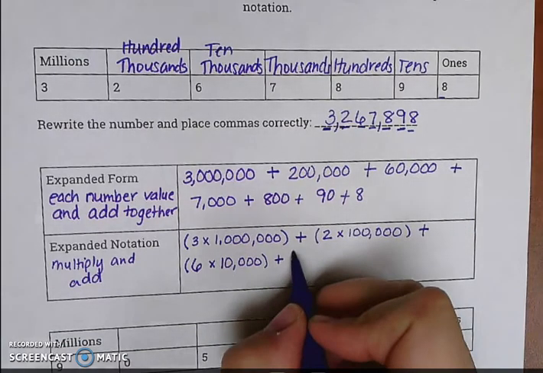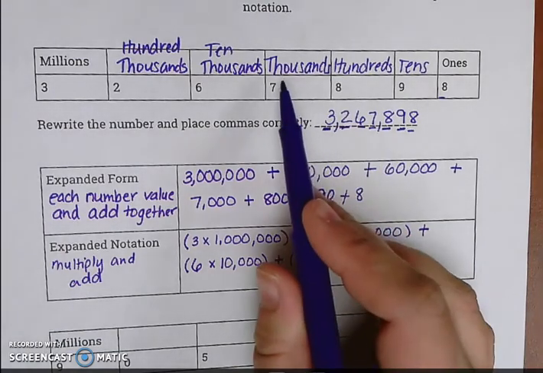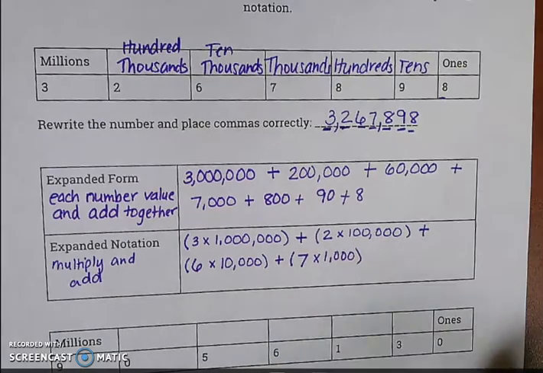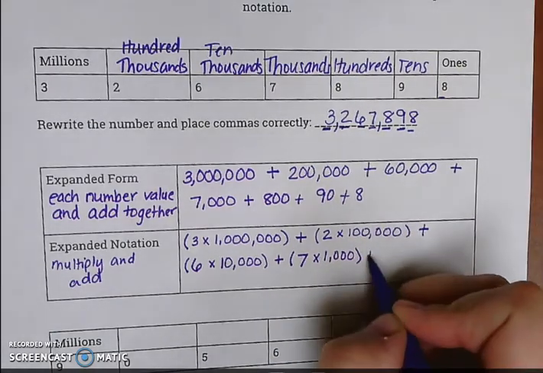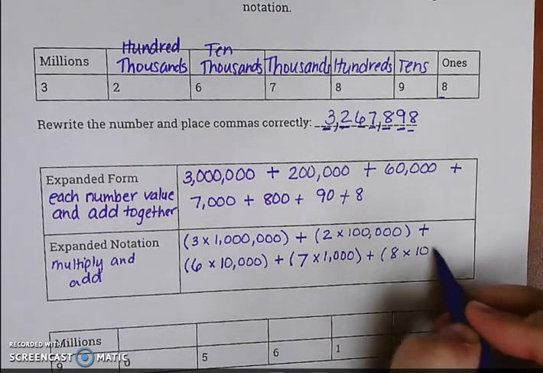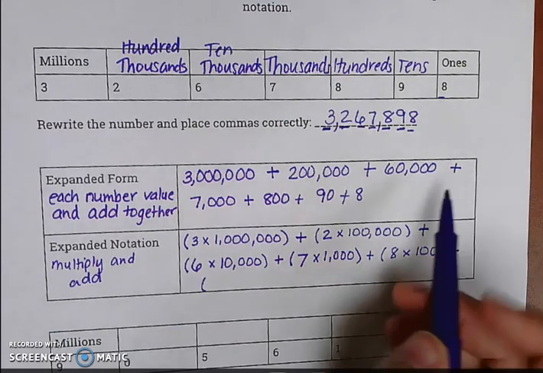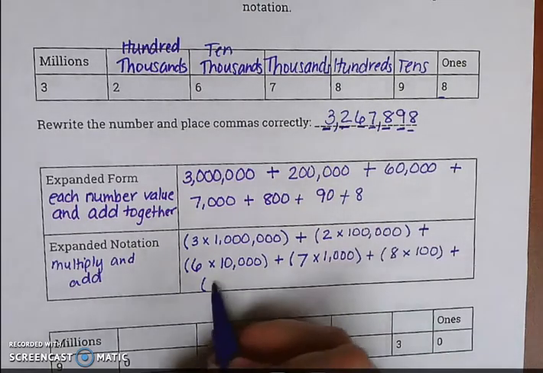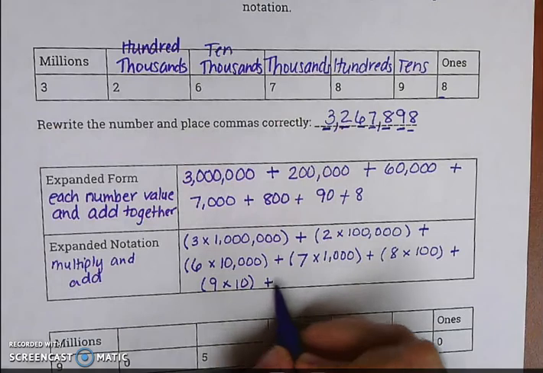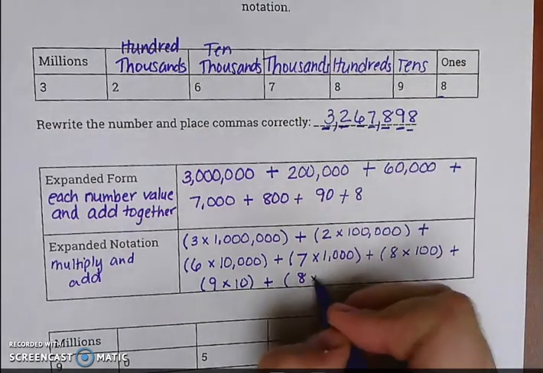Then we've got our 7, so first our parentheses, then we have our 7. And we look at what place that's in. The 7 is in the 1,000 spot, so we're going to multiply by 1,000. Then we've got our 8. Our 8 is in that 100 spot, so we're going to multiply by 100. Plus, and then we're going to put that parenthesis. We've got our 9, which is in the 10 spot, so we're going to take 9 times 10, because it's in that 10 spot. Plus 8 for our last number, and that's in the 1 spot, so 8 times 1.